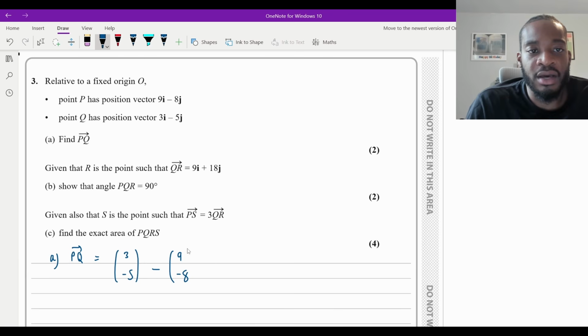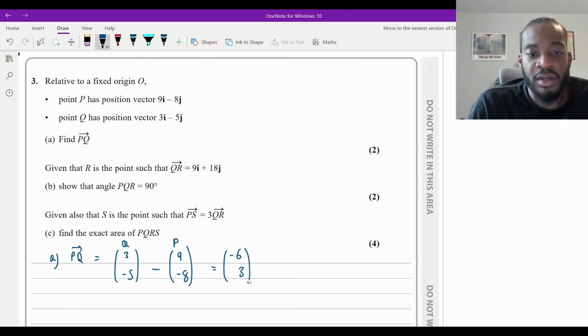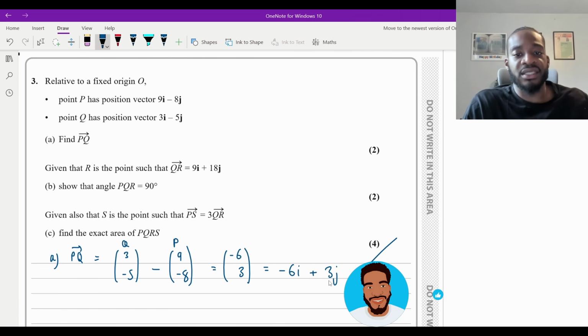So remember, P to Q is just Q minus P, OQ minus OP. So what is that going to be? 3 take away 9 is negative 6. And minus 5 minus 8, that's minus 5 plus 8, that's just 3. So therefore, in i and j form, it's going to be minus 6i plus 3j. So that is part A, minus 6i plus 3j.